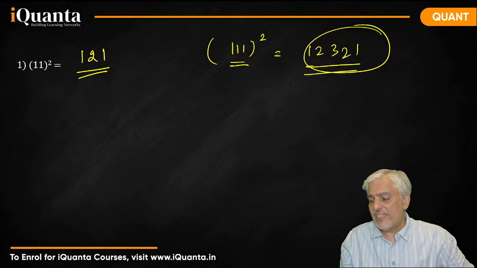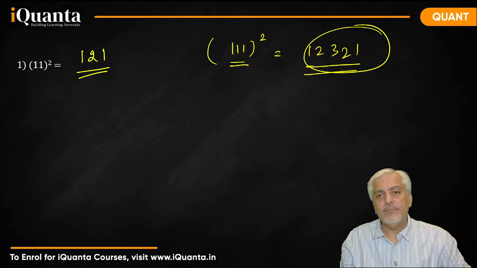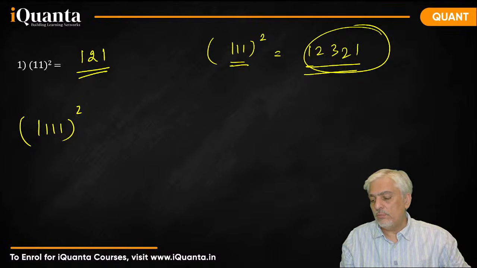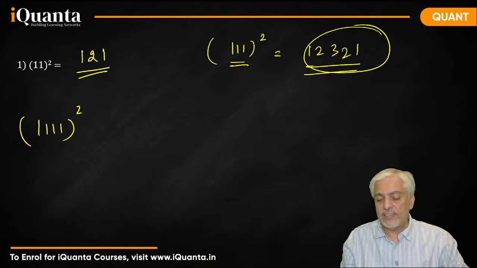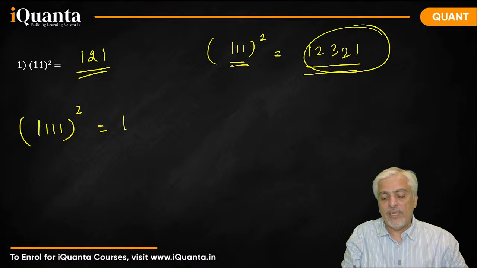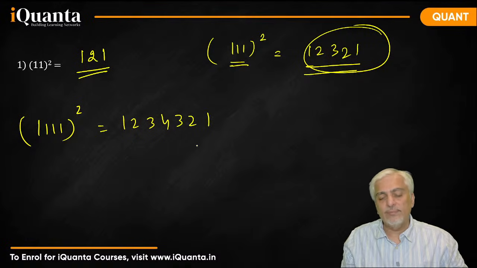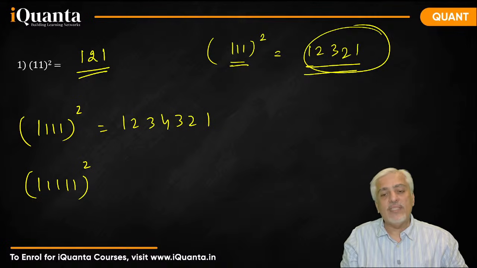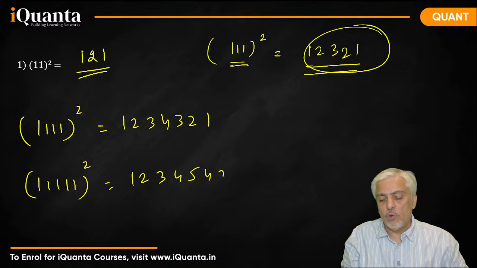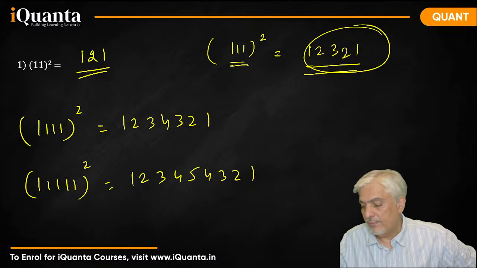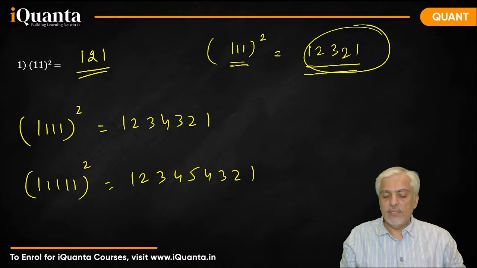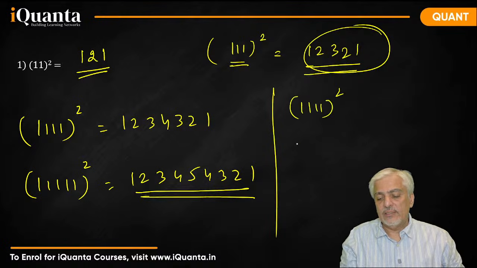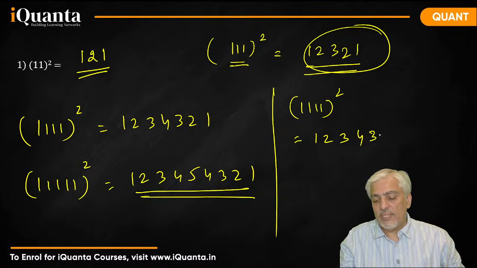Anyway, this is the last thing we're learning today. So if there are 4 ones, what will be the answer? No, 1331 is the wrong answer. The square of 1111 will be 1 2 3 4 3 2 1. The square of 5 ones is 1 2 3 4 5 4 3 2 1. I'll repeat. If there are 4 ones, you have to write 1 2 3 4 3 2 1.